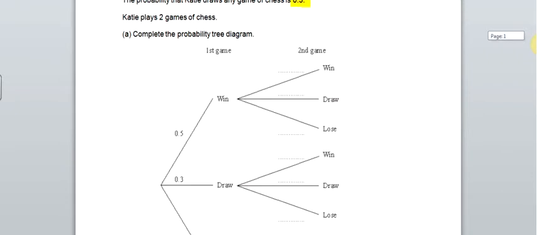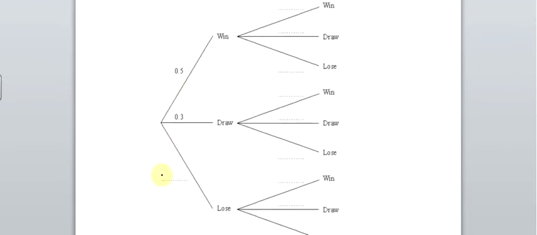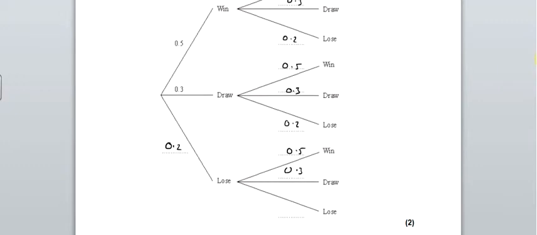So remember, lose is 0.2. So there we are, just put 0.2 there, and 0.5 there, 0.3, 0.2, 0.5, 0.3, 0.2, and again 0.3 and 0.2. And I hope you're thinking to yourself, I hope they put this in my exam.